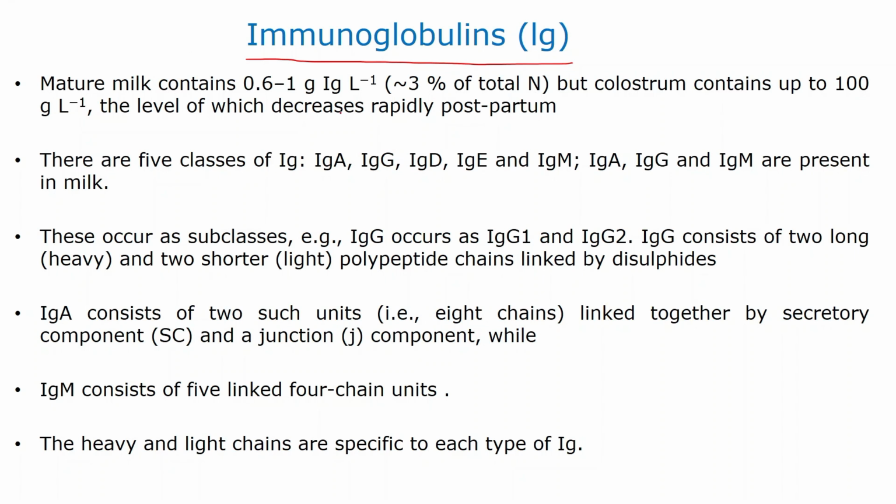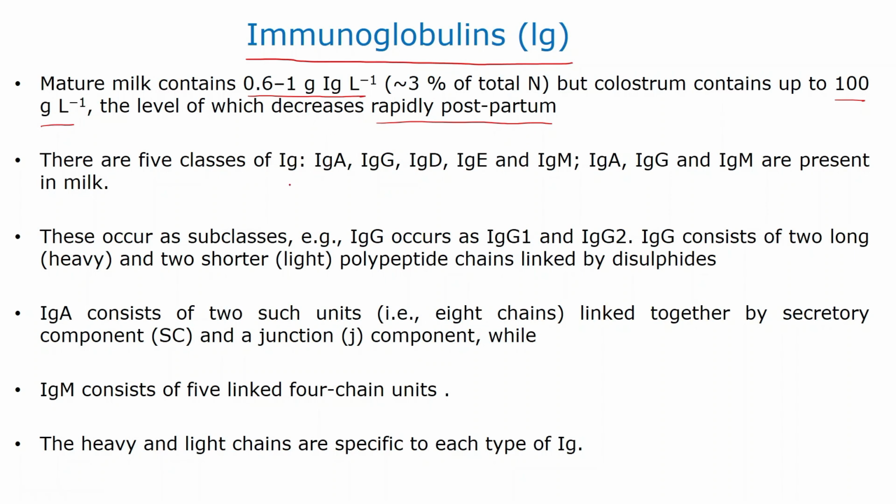Now how are they coming into the milk? They are coming into the milk from the blood itself. So blood is the source of immunoglobulins in the milk from all the species. Now we see that mature cow milk contains 0.6 to 1 gram immunoglobulin per liter, but colostrum has a very high concentration, that is 100 gram per liter, and the level decreases rapidly postpartum until it becomes normal, 0.6 to 1 gram immunoglobulin per liter.